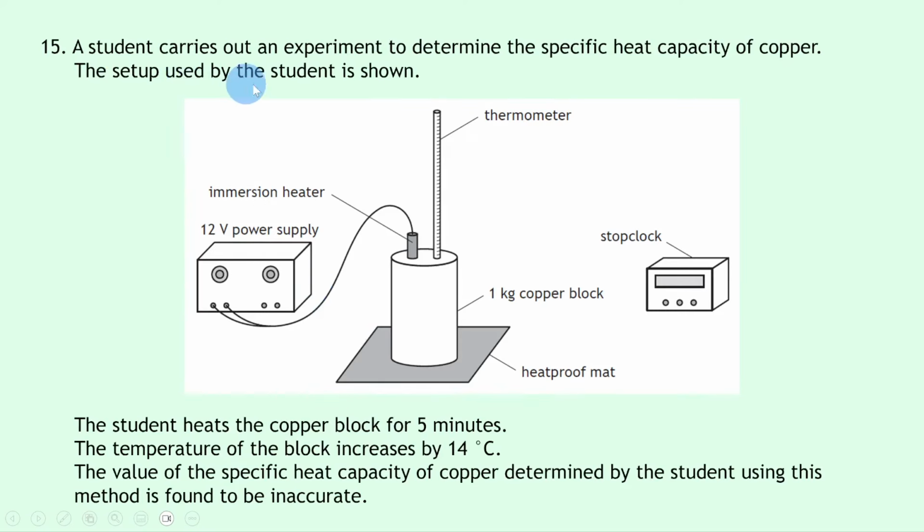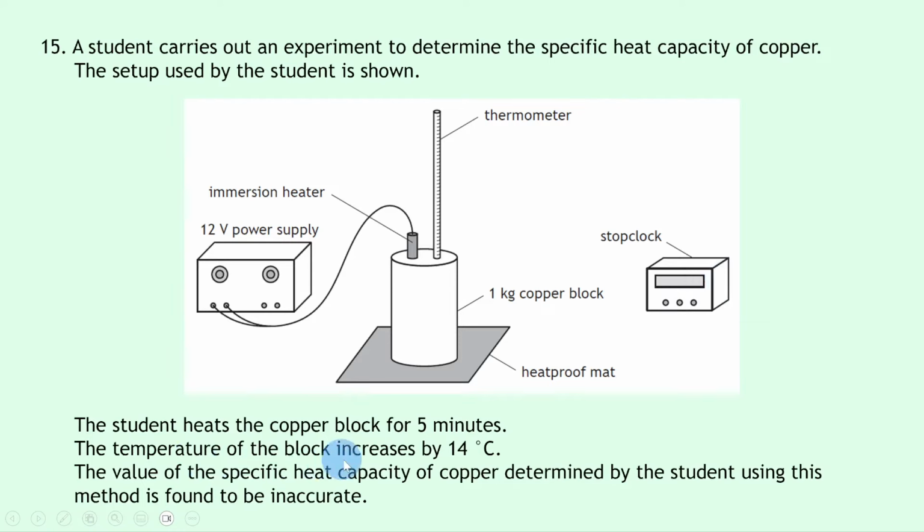Question 15 says a student carries out an experiment to determine the specific heat capacity of copper. The setup used by the student is shown. So you can see we've got a 12 volt power supply with an immersion heater connected, which is inside the copper block. We've then got a thermometer inside the block as well, and we're told that the block has a mass of 1 kilogram, and we've also got a heatproof mat that the block's sitting on and a stop clock.